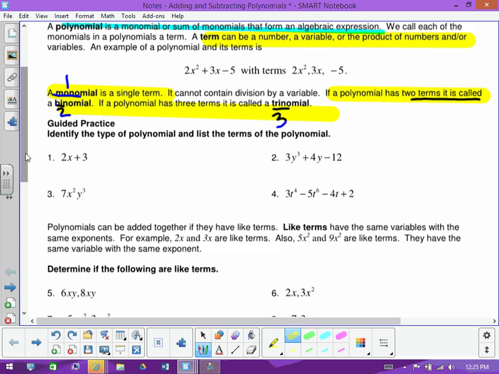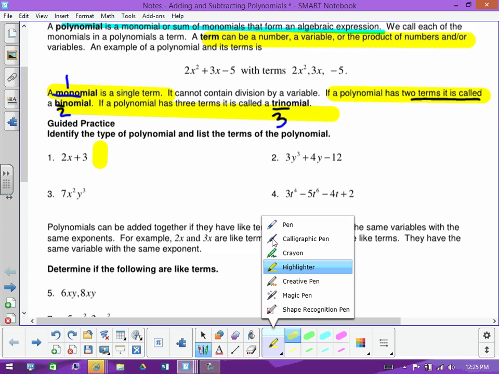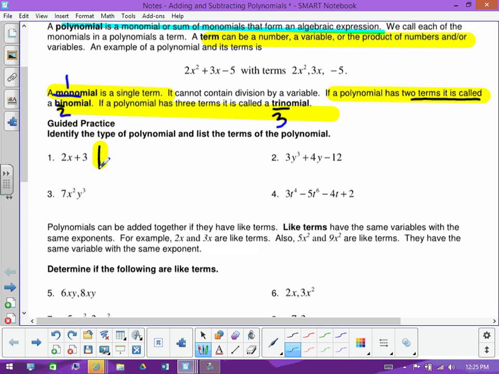What's number 1? Binomial, because we have 2 terms. So what about number 2? How many terms do we have? 3. So we have a trinomial.